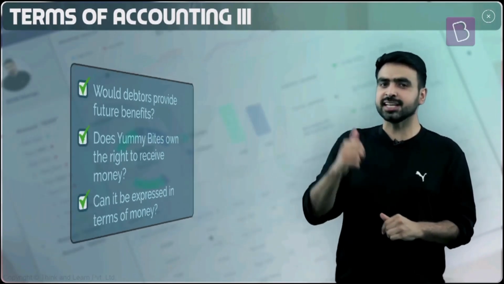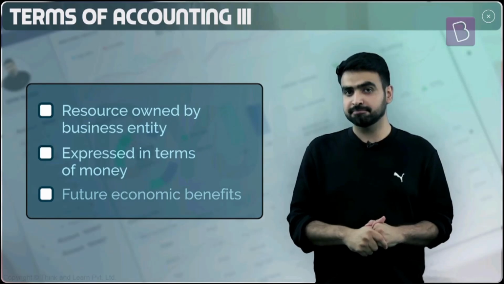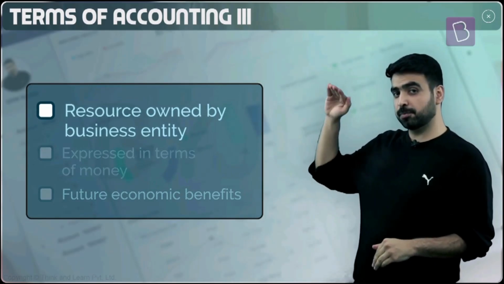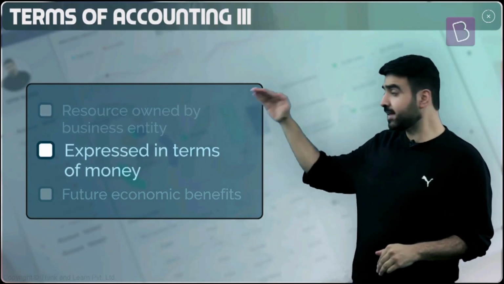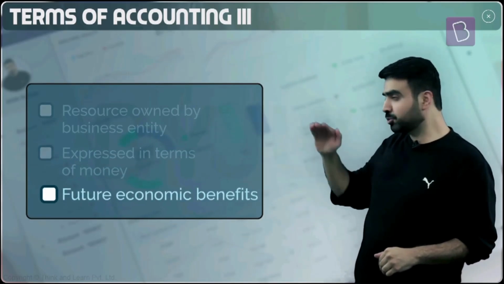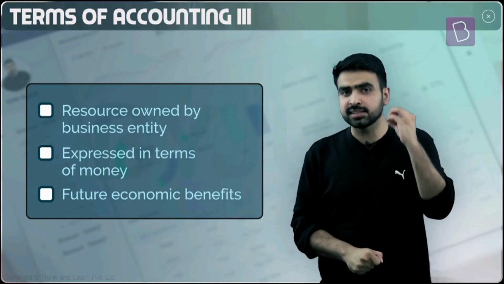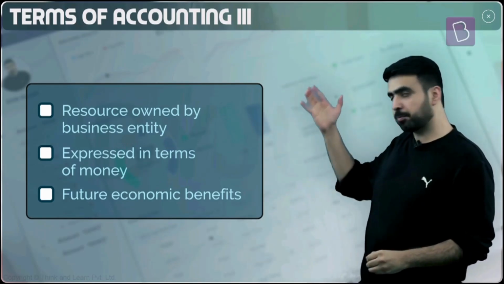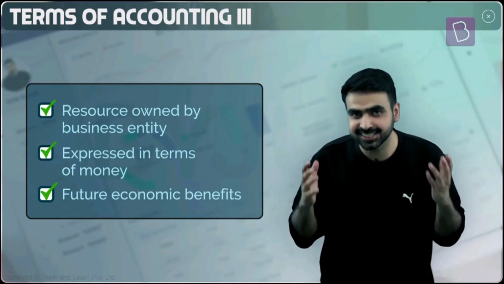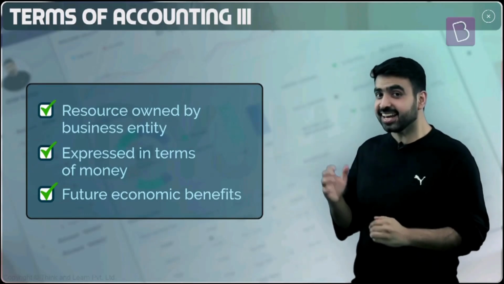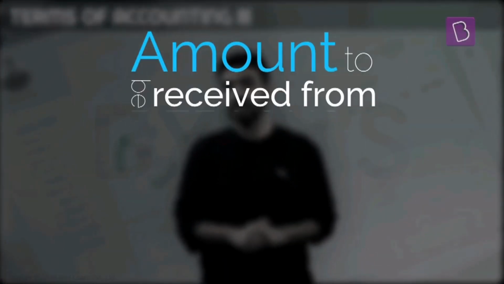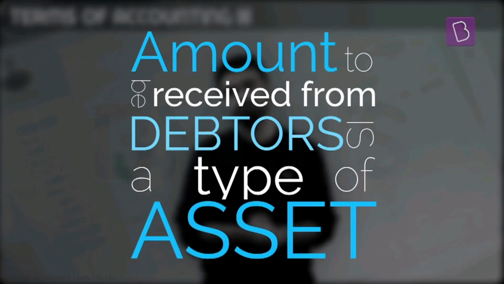Now recall the 3 check boxes we talked about. Resources owned by a business entity, expressed in terms of money, and future economic benefits. Now tell me, does amounts to be received from debtors tick these check boxes? Yes, it does. So we can say that amounts to be received from debtors is a type of asset.